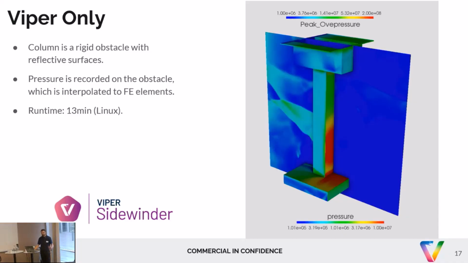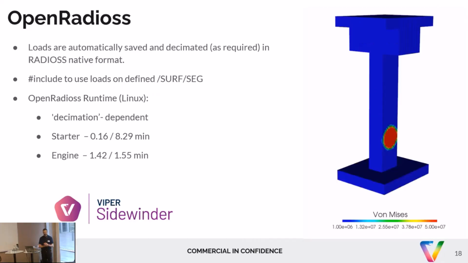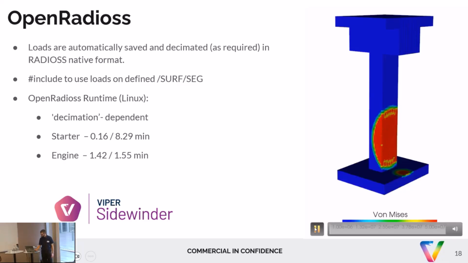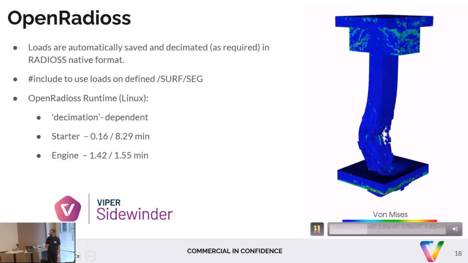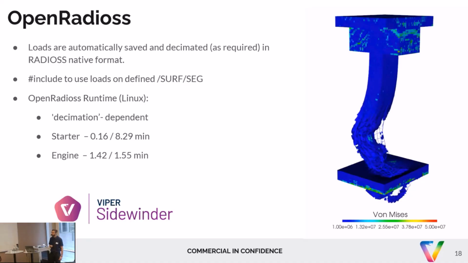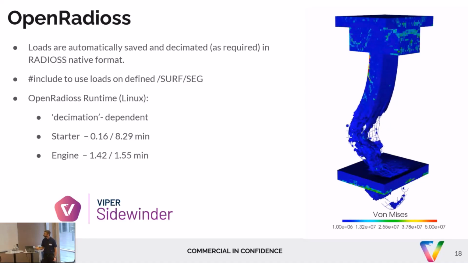And then once we have that, we can export the pressure loads, put that into OpenRadioss, and we can run that there. And now that we have the pressure loads being applied to the column, we can see how the column responds. A lot of the concrete gets vaporized. We do have the movement and deformation of the rebar. And in Radioss, the engine runs in about 1.5 minutes. So it's very fast. Again, on my laptop, 8 CPU cores.